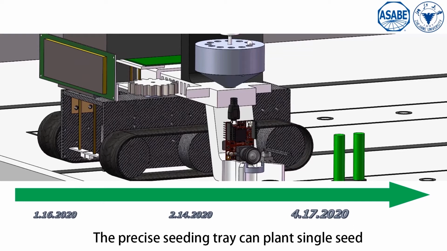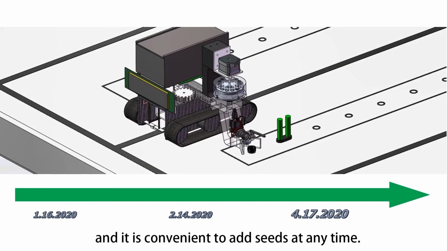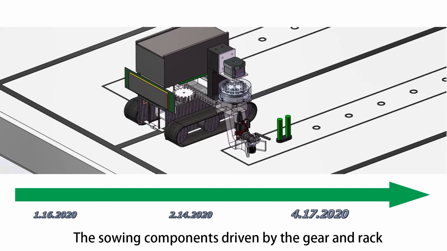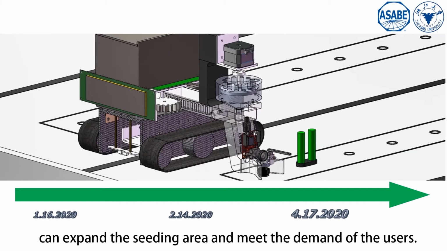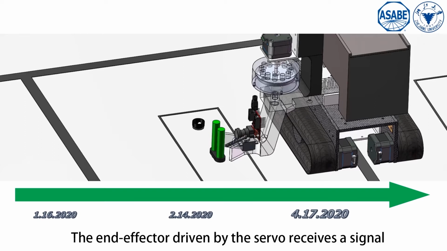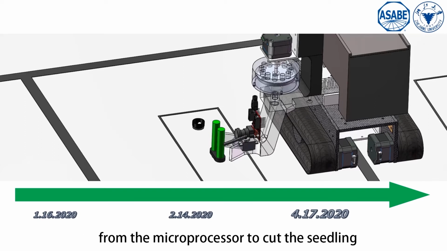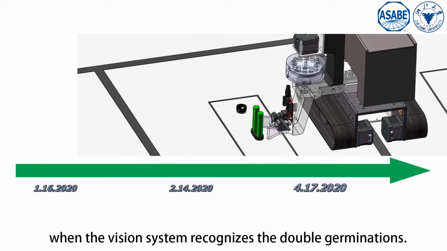The precise seating tray can plant single seats through the cooperation of stepping motor and filter, and it is convenient to add seats at any time. The seating components driven by the gear and the rack can expand the seating area and meet the demand of the users. The plant cutting end effector is a simplification of the axe. The end effector driven by the servo receives a signal from the microprocessor to cut a seedling when the vision system recognizes the double germinations.